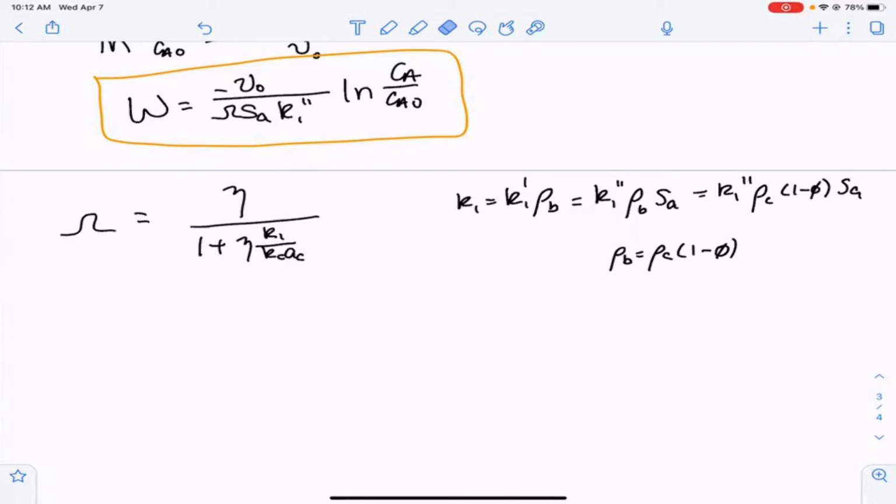Yeah, that's very good. Because you're right that this rho C already takes the porosity of the pellet into consideration, right? Where this is the porosity of the bed.